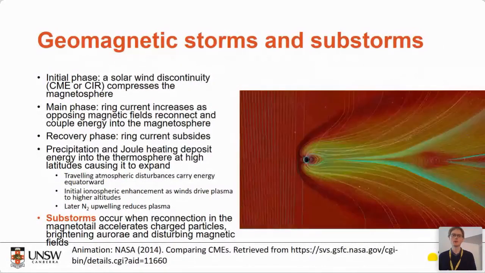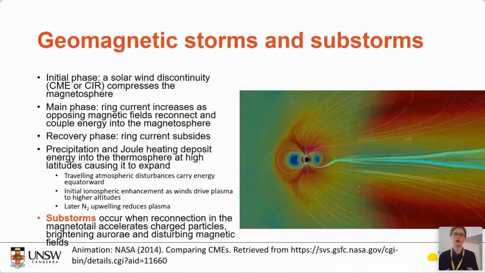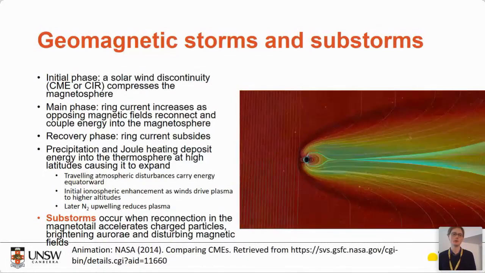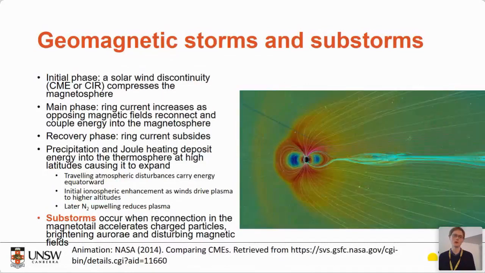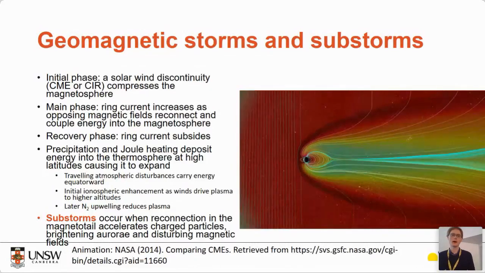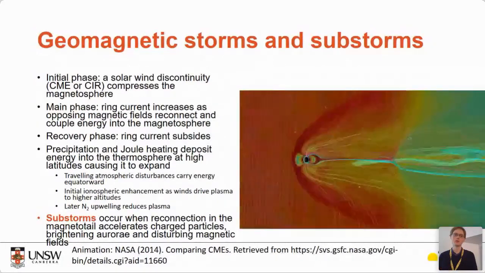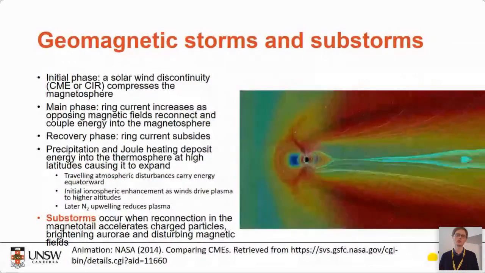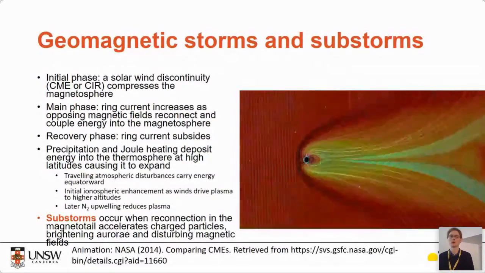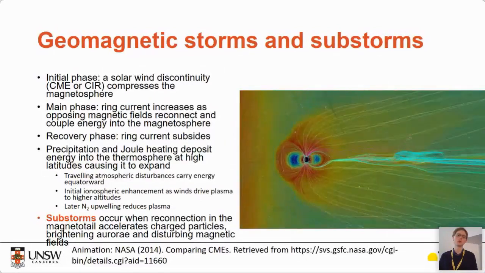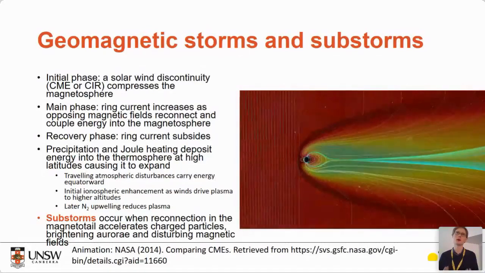During a geomagnetic storm, there's increased precipitation of energetic particles into the aurora, and currents cause Joule heating at high latitudes. The high latitude thermosphere expands and carries atmospheric disturbances towards the equator. Moreover, the ionosphere is affected because plasma is driven to higher altitudes by the motion of the neutral atmosphere. This causes a positive ionospheric effect, which is followed by a negative ionospheric effect later on as nitrogen wells up in the atmosphere to higher altitudes and causes a depletion of the ionosphere. Nitrogen, diatomic nitrogen, promotes recombination.